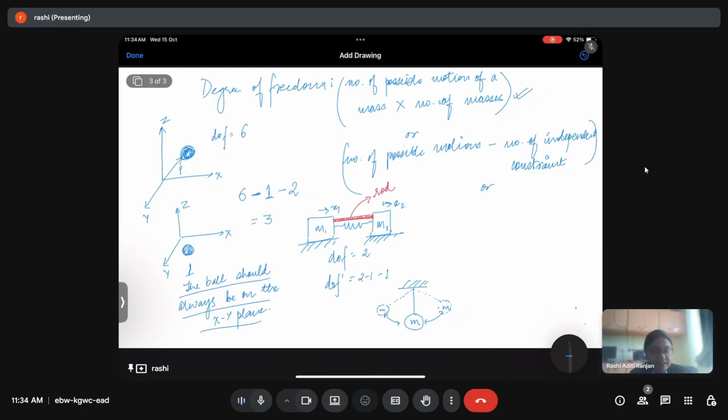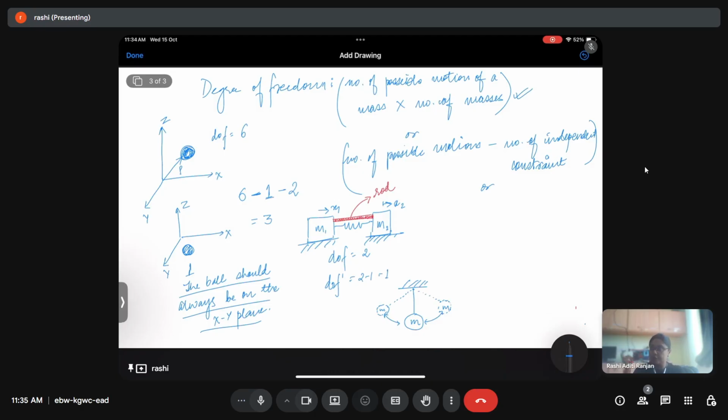Another way of understanding is the minimum number of coordinates that are required to give the motion of the system, which is also known as a generalized coordinate. Generalized coordinates are the minimum number of coordinates that are required in order to find the motion of the system. So here, though my system is oscillating in the xz plane, I need only one coordinate, a generalized coordinate, in order to find out the equation of motion.